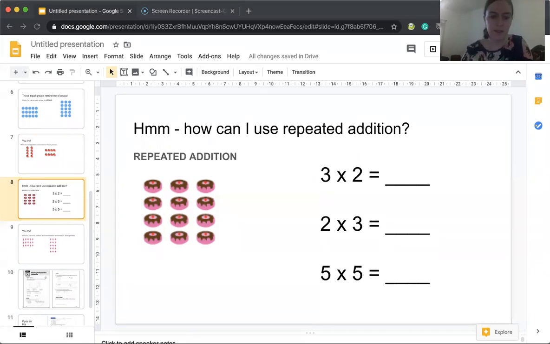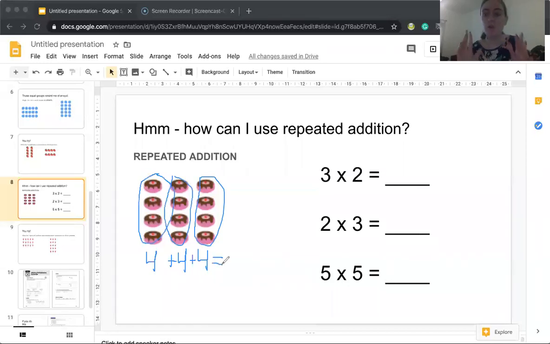So if I take a look at this picture, what I see is that I have some groups. I have 4 there, I have 4 there, and I have 4 there. It does kind of look like an array too, doesn't it? But I'm going to break it up into groups just to make it easier for myself. So I know I have 4 plus 4, and I have 4 more. This is my repeated addition sentence right here.